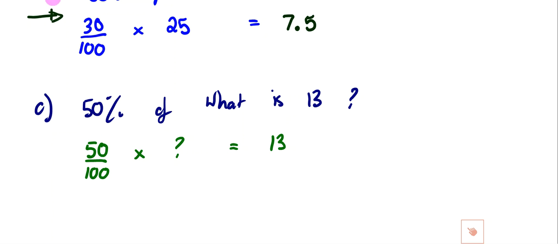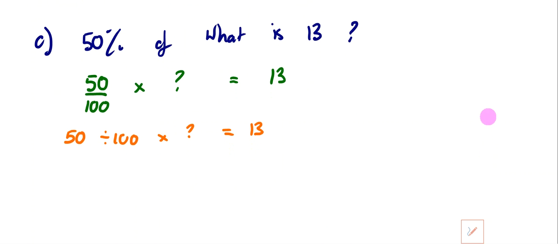Now, if we think about what this actually means, it's 50 divided by 100, then multiplied by something, equals 13. Can we find a way of figuring out what that question mark must be? What would you suggest? It doesn't matter if it's the wrong step. Good. Let's reverse it. Let's reverse our steps. Go for it.